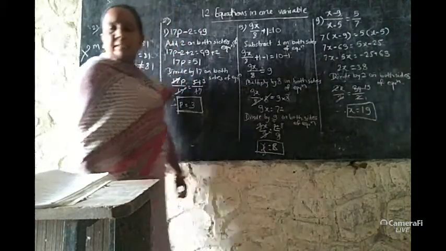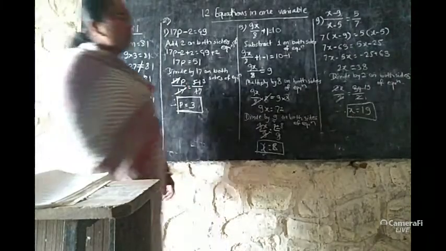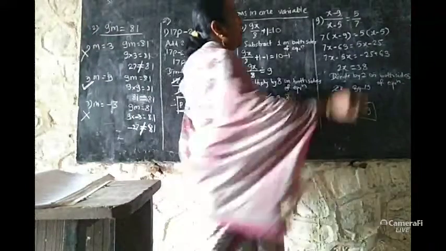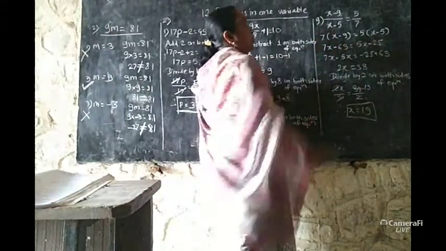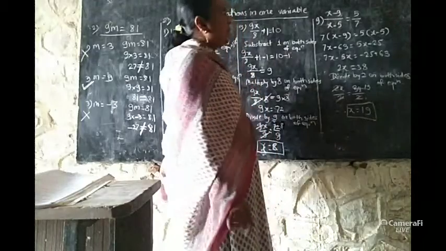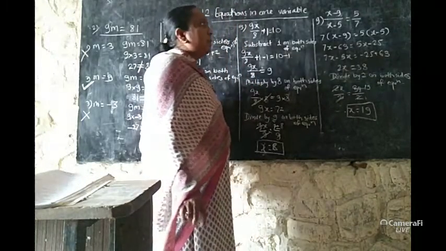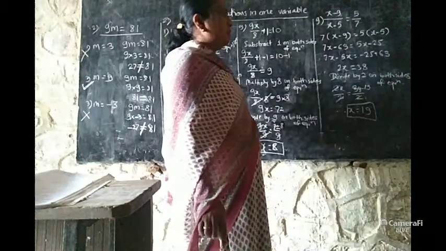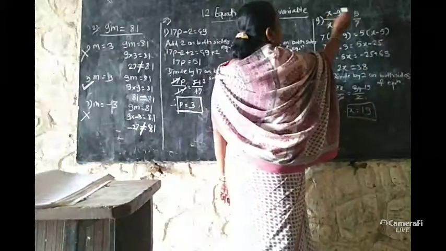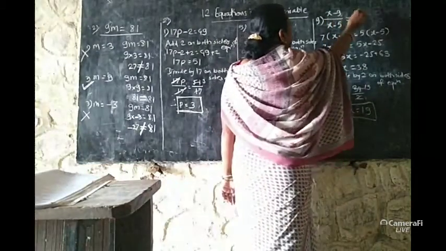And then see, the ninth example is also taken here. It is a different type of example. x minus 9 upon x minus 5 is equal to 5 upon 7. Here the variable is present in both the denominator and numerator place. It is a different type of example. We have to do cross multiplication. Multiply this numerator by this denominator and this by this.